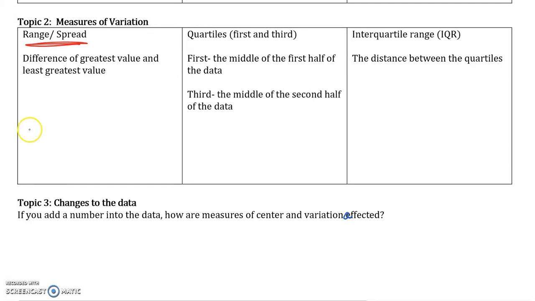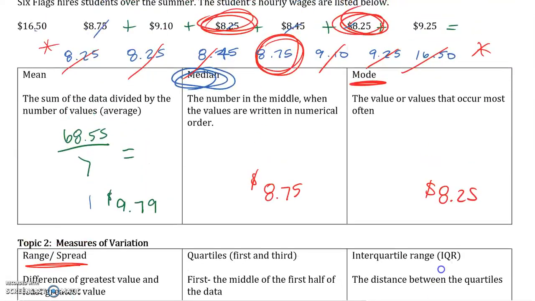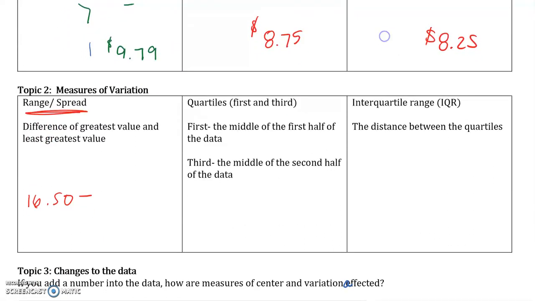So if I take my salary data here, 16.50 is my biggest, and 8.25 is my smallest. So I'm just going to subtract those two. 16.50 minus 8.25 is 8.25. So that would be my range.